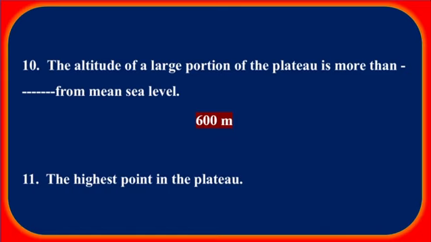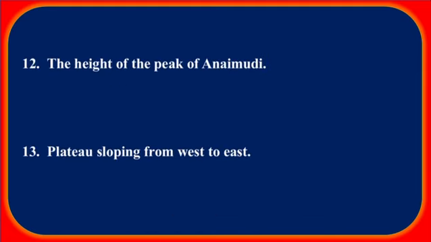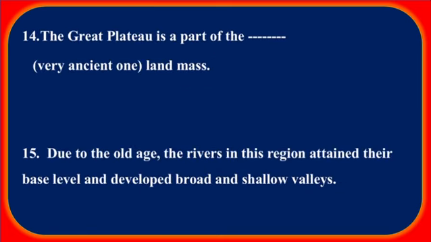600 meters from mean sea level. The highest point in the plateau is the peak of Anaimudi, with a height of 2695 meters. The plateau slopes from west to east. The Great Plateau is a part of the old landmass Gondwana. Due to the old age, the rivers in this region attained their base level and developed broad and shallow valleys.